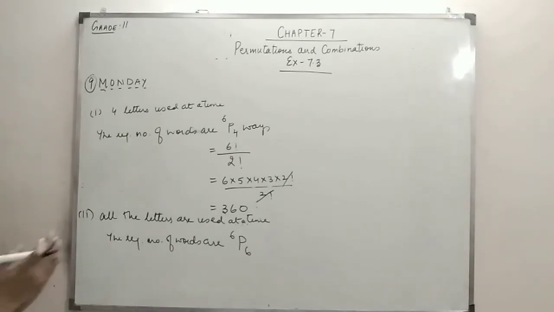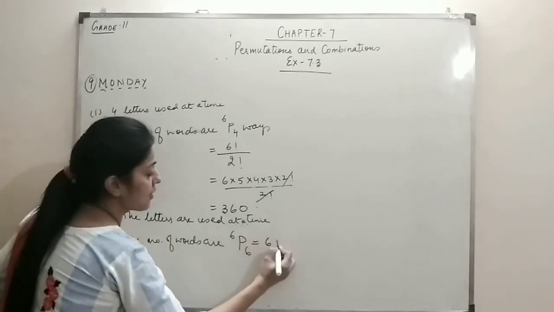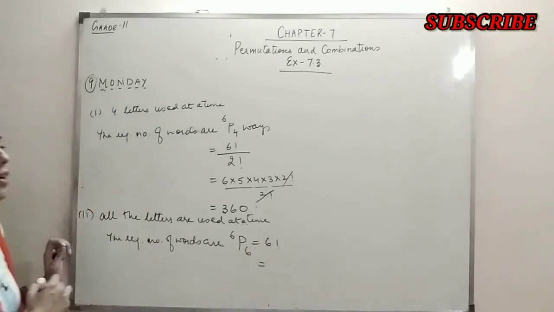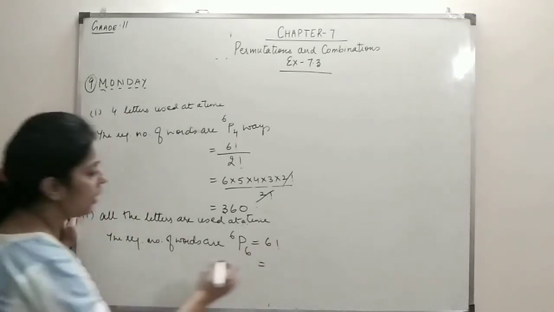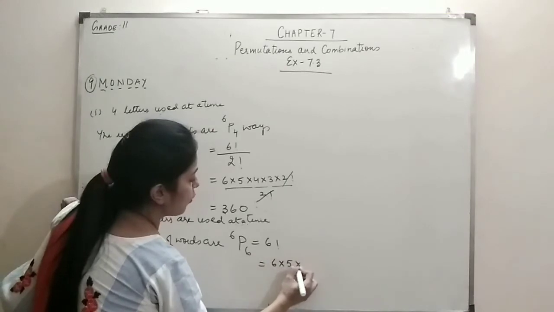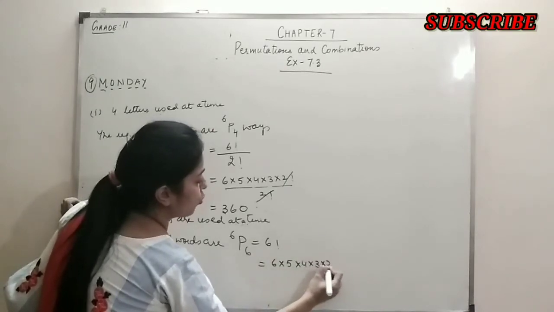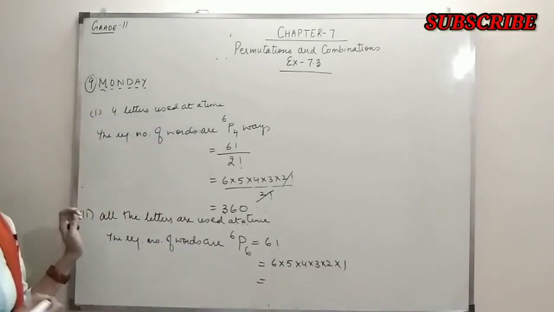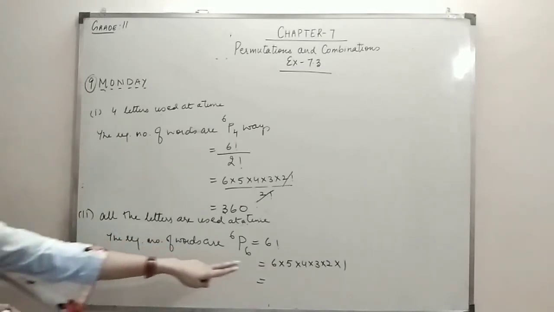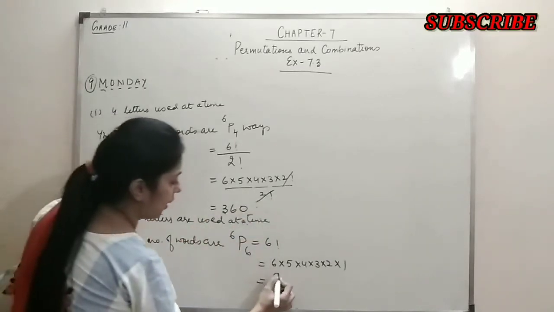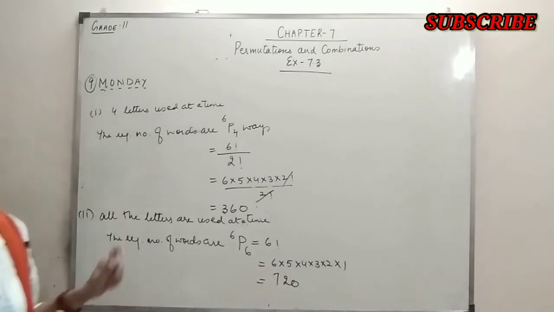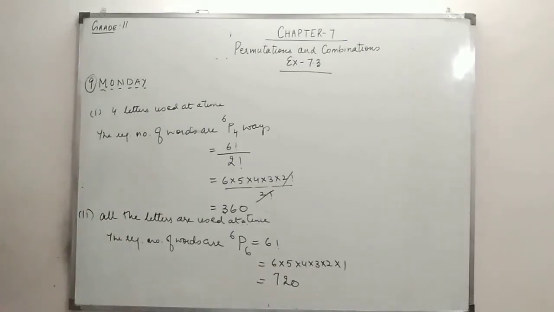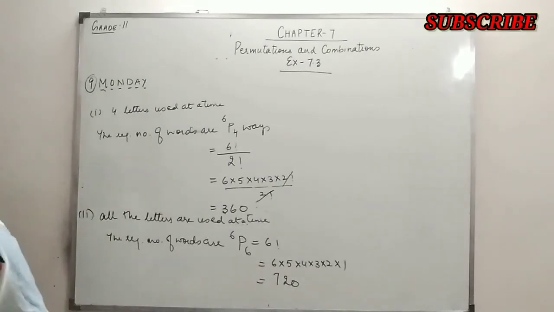It means that is permutation 6 6, that is 6 factorial only, right? Now you can solve it. 6 into 5 into 4 into 3 into 2 into 1, right? That is 360, and into 2 we can do it, that is 720 ways. Okay? So I hope this is simple and clear to you.